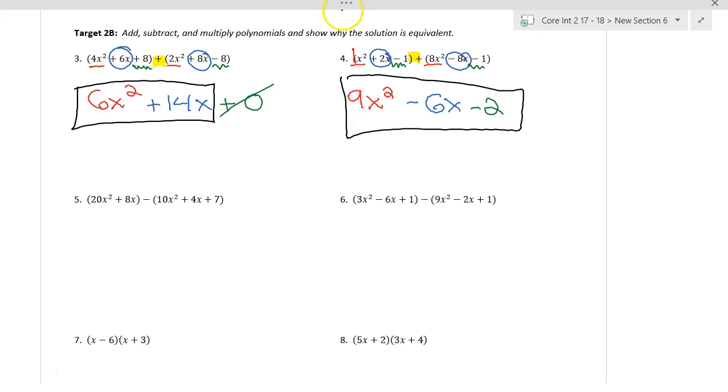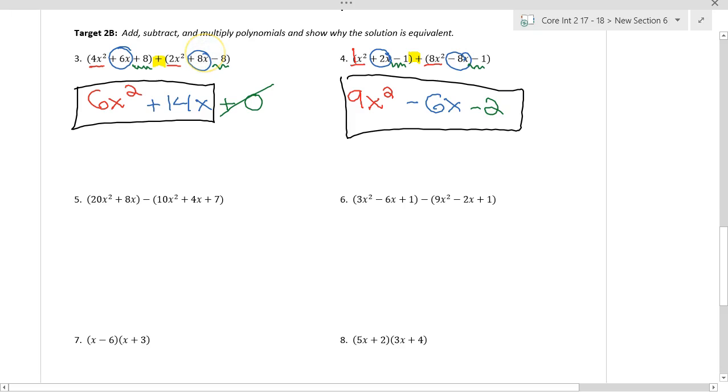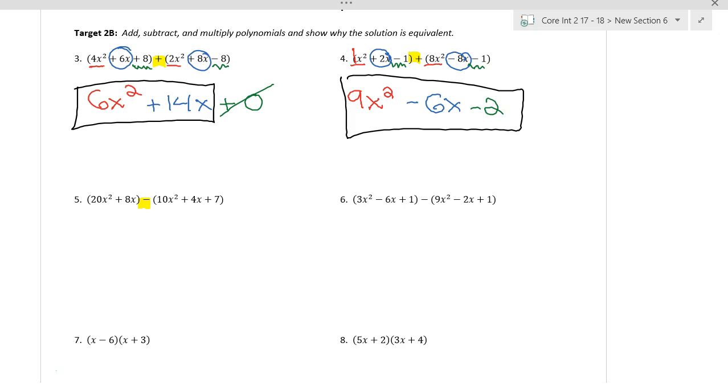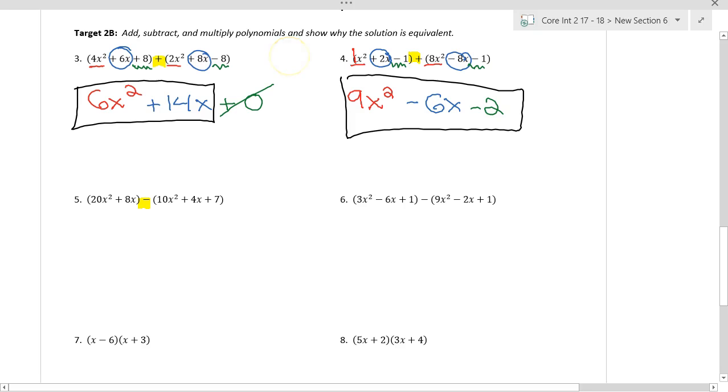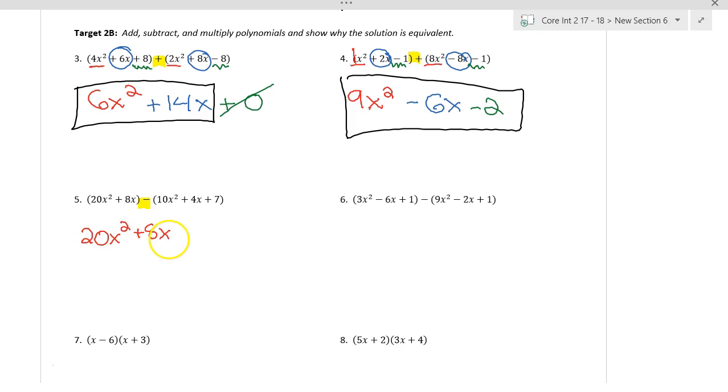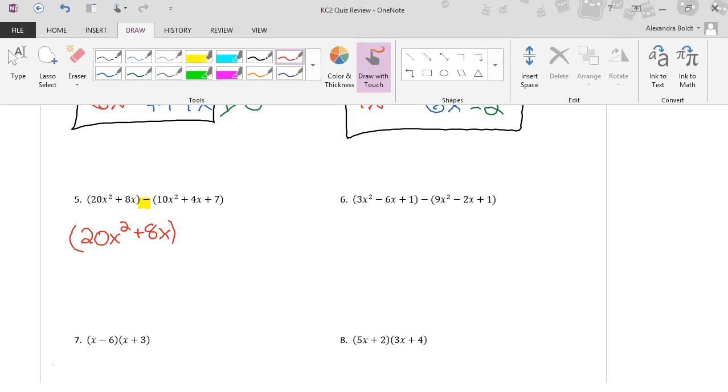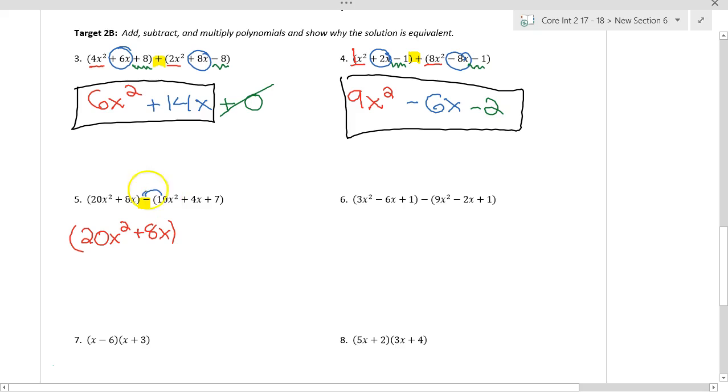Alright, looking at number 5. This one is slightly different now because I have subtraction. So make sure you're paying attention to whether there's an addition sign or a subtraction sign. With subtraction, remember, you have to distribute that negative. The first polynomial stays exactly the same. The second polynomial changes sign.